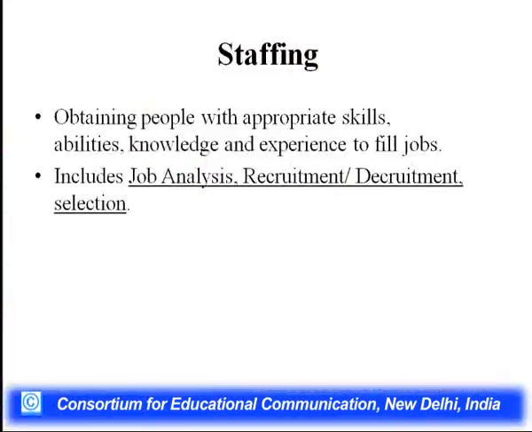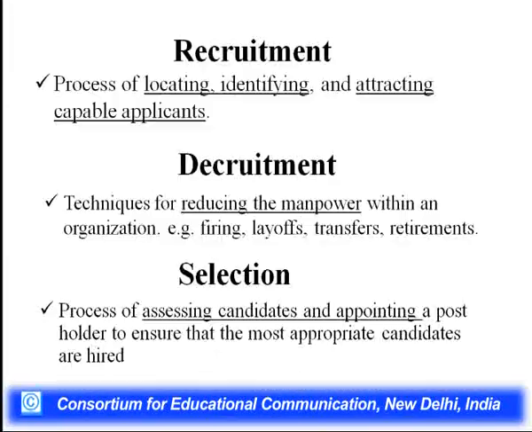The second important function in the HRM is staffing, which includes basically the recruitment and the selection process. In this particular case, the idea behind staffing is obtaining people with appropriate skills, abilities, knowledge and experience to fill jobs. As we have already referred, it includes job analysis, recruitment, the reverse part of that, which is downsizing, and the selection. So we can look at the 3 different components, that is the recruitment, which is the process of locating, identifying and attracting capable applicants.